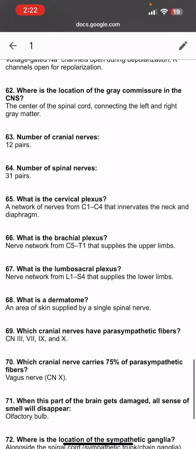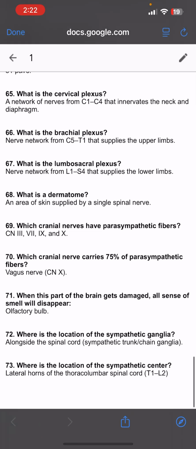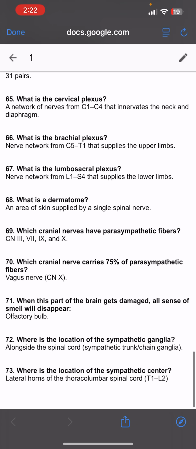What is the cervical plexus? A network of nerves from C1 to C4 that innervates the neck and diaphragm. What is the brachial plexus? A nerve network from C5 to T1 that supplies the upper limbs. What is the lumbosacral plexus? A nerve network from L1 to S4 that supplies the lower limbs. What is a dermatome? An area of skin supplied by a single spinal nerve.